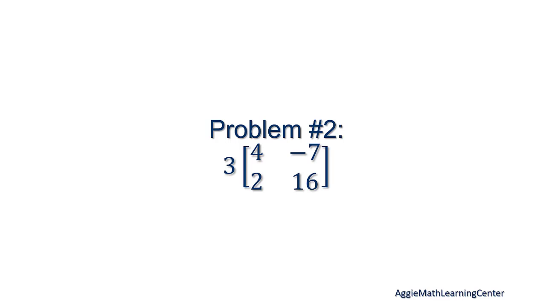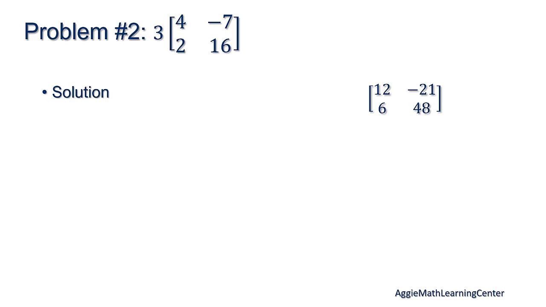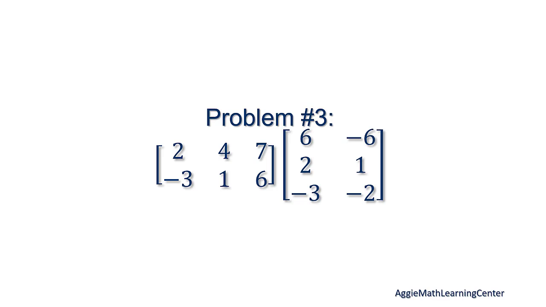We are given the following problem. Take a moment to work through the problem. The process for this problem won't take too long. Since we are multiplying the entire matrix by a constant 3, we will just be multiplying each value in the matrix by 3. Therefore, we will get the following matrix when we're finished distributing the constant: 12, negative 21, 6, and 48. This is our solution. Now let's go through a problem that requires matrix multiplication.